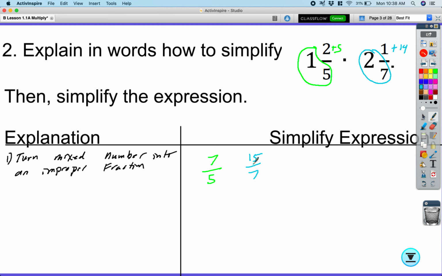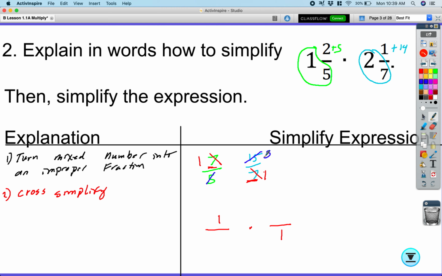Similar idea, what we want to do is cross simplify now. So that would be the second step, cross simplify. I'm going to look at the 7 and the 7, and they're both divisible by 7. So 7 divided by 7 is 1, 7 divided by 7 is 1. I'm going to write my new fractions here too. So I'm going to have the 1 here and the 1 here. Next, I'm going to look at the 15 and the 5.